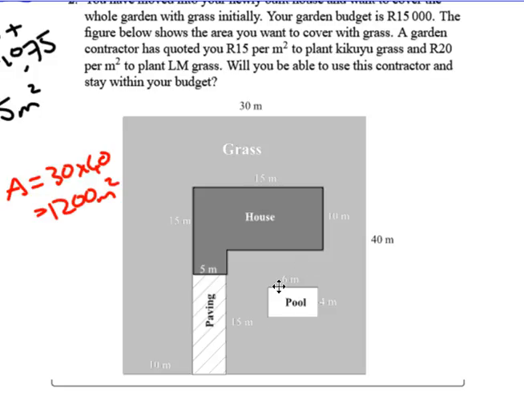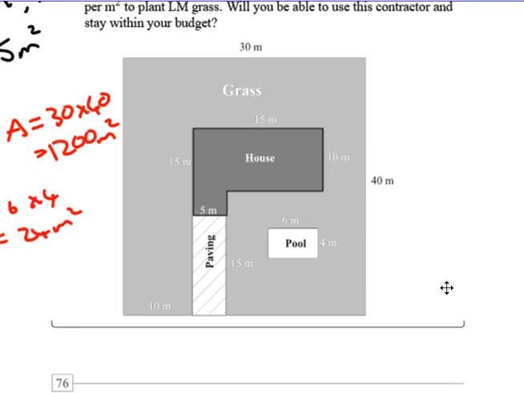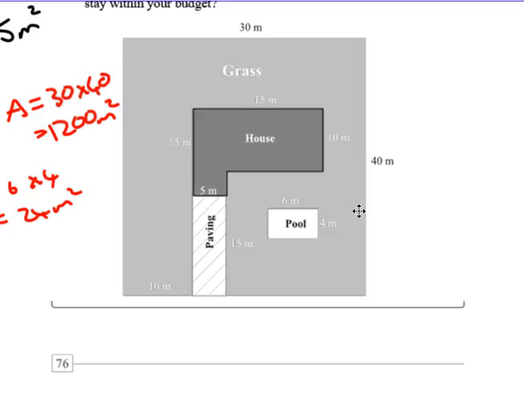What I would then do is work out the area of the pool. The area of the pool is 6 by 4, which is 24 square meters. I would then work out the area of the paving, which is 15 by 5, which is 75 meters squared.